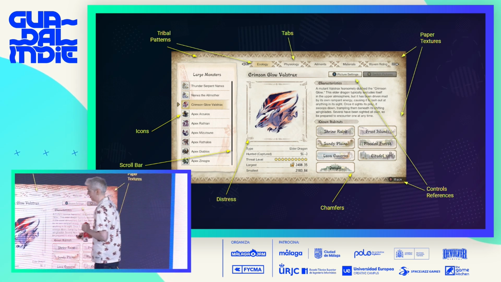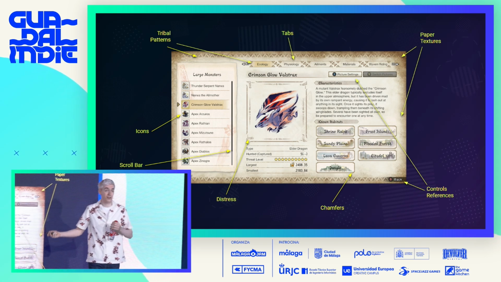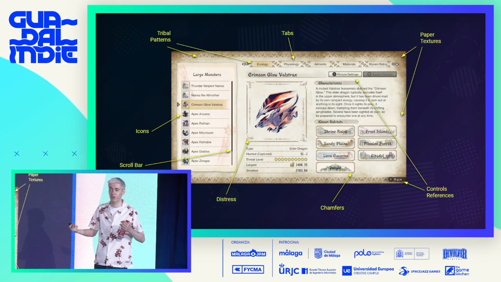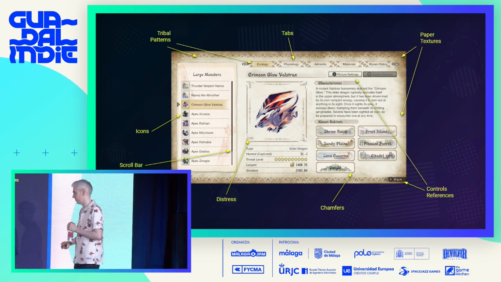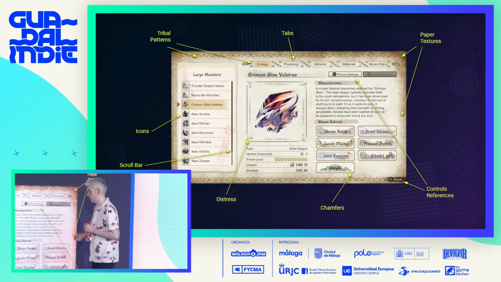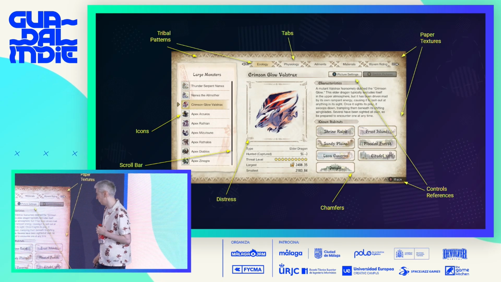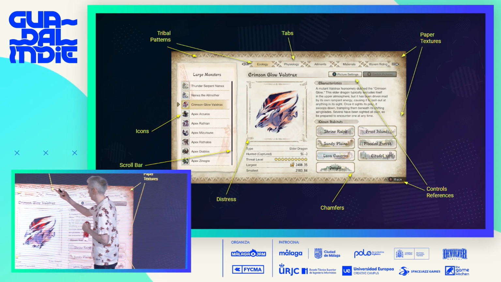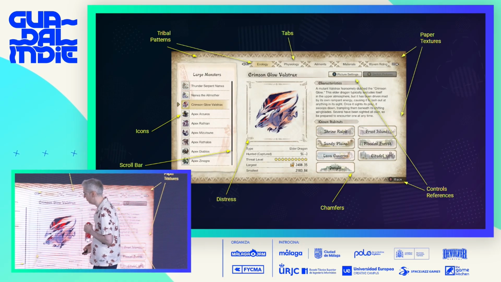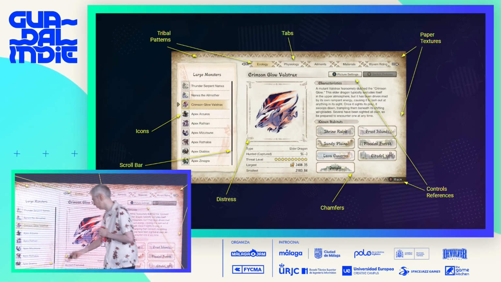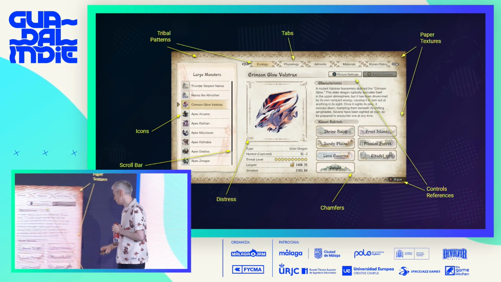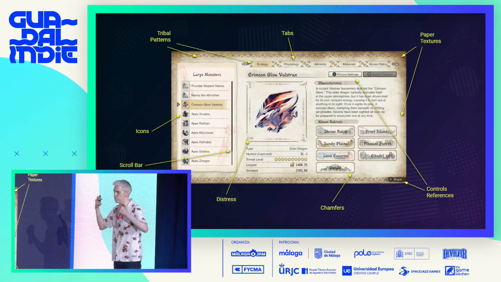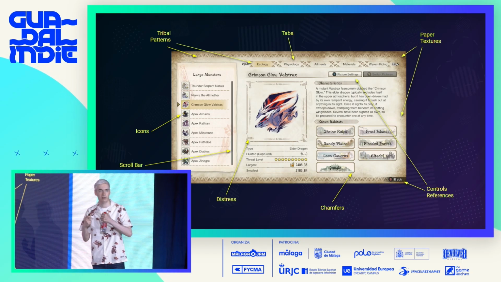Funny enough, the database has been good for me as a designer because it's allowed me to analyze so many different games across the history of games. So I've been able to really break these things down. I'll look at this and see tabs, tribal patterns, a list menu, icons, a scroll bar, and some drop shadows. Just being able to focus on a screen and break it down into its core components, that's how you become a better designer.